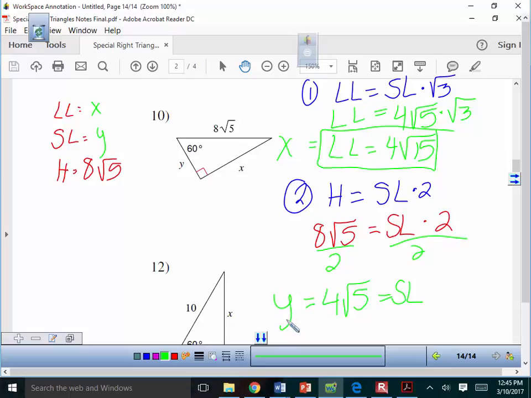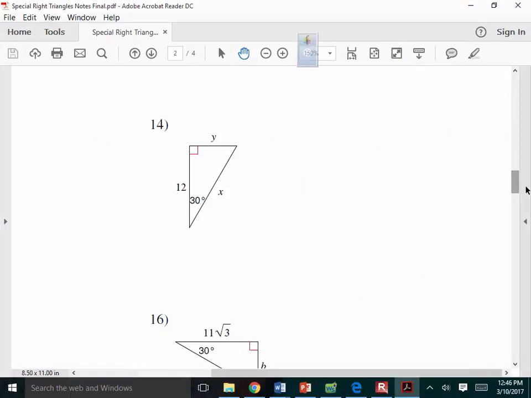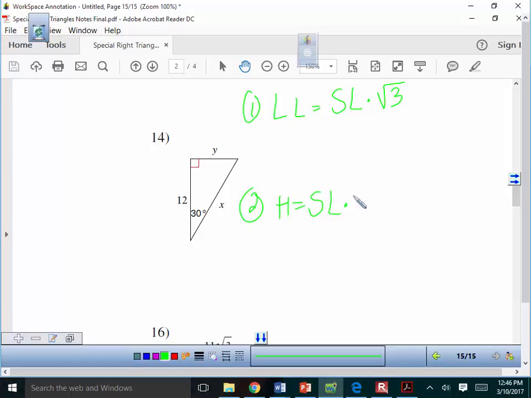Are there any questions here? So basically we're just labeling whatever. Right. Do y'all want to do more problems, or do you feel pretty confident with this? All right, let me do at least one more with you, and then we can move on, okay? All right, let's look at number 14. On number 14, long leg is equal to our short leg times square root of 3. And hypotenuse is equal to our short leg times 2.